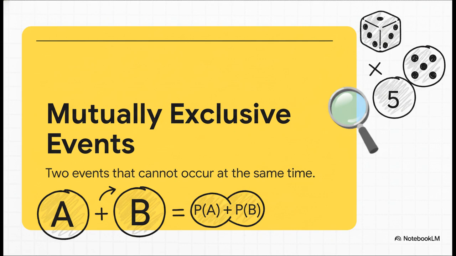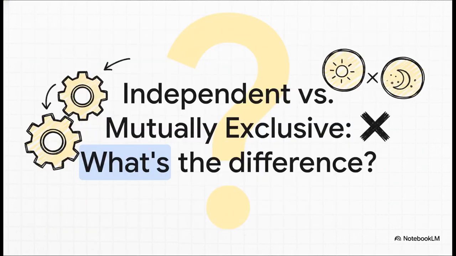Think about rolling a single die. You can't roll a 2 and a 5 at the exact same time. It's physically impossible. For these kinds of events, the probability of them happening together is 0. And that simplifies our addition rule down to something beautiful. It's just the probability of A plus the probability of B. That's it.